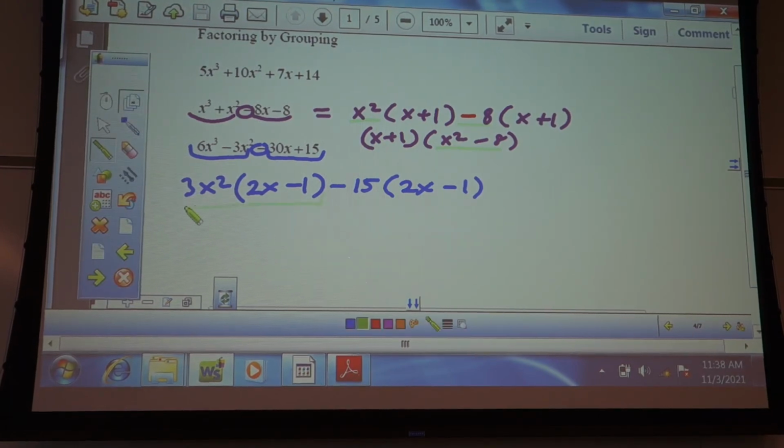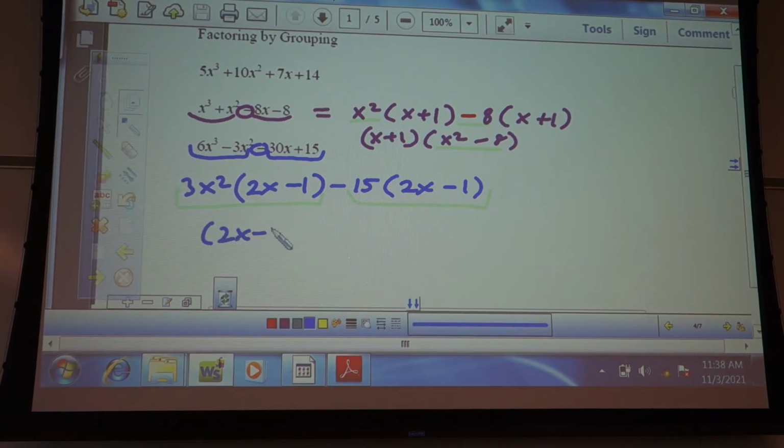So now I have two pieces, right? This front piece is things being multiplied together. This back thing is things being multiplied together. They both have a 2x minus 1 in them. So I'm going to pull that out, and I'm left with 3x squared minus 15.